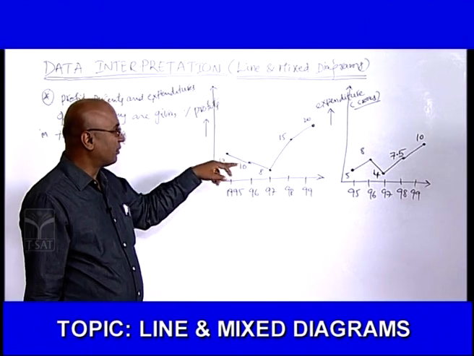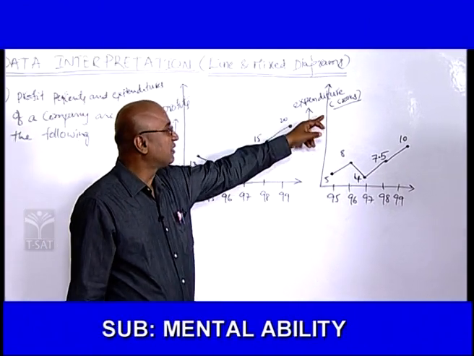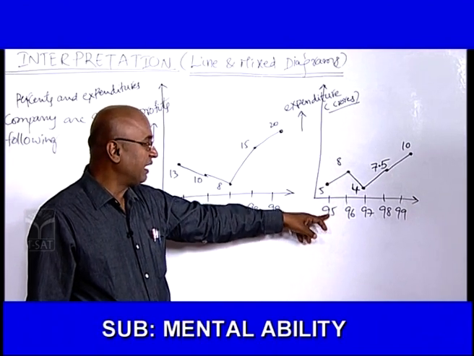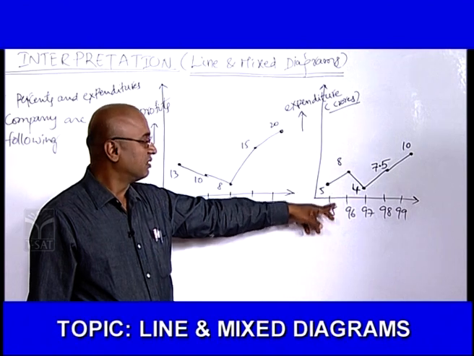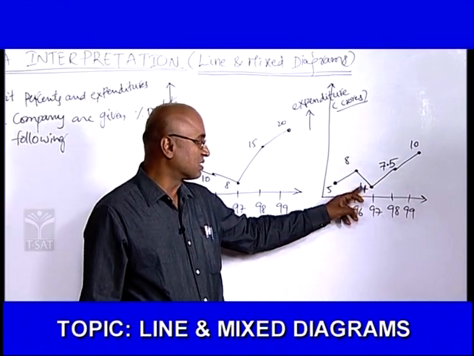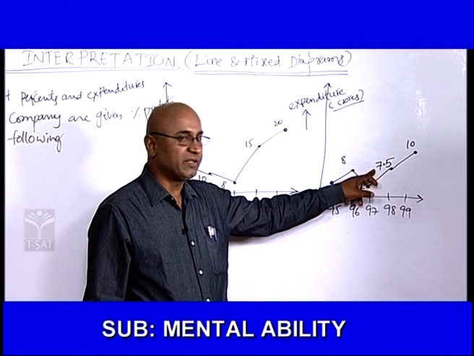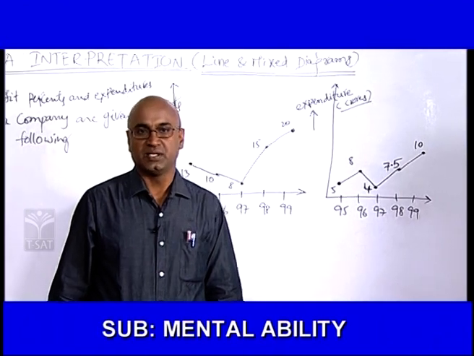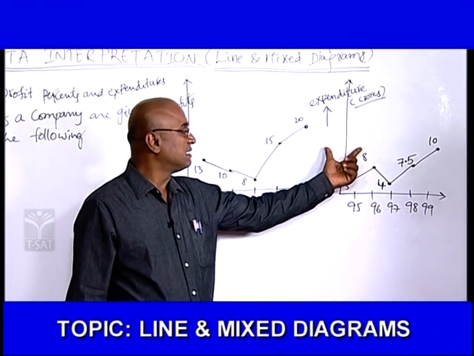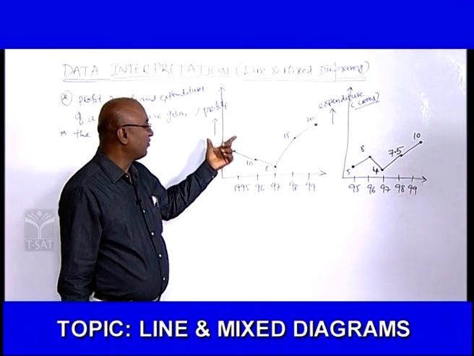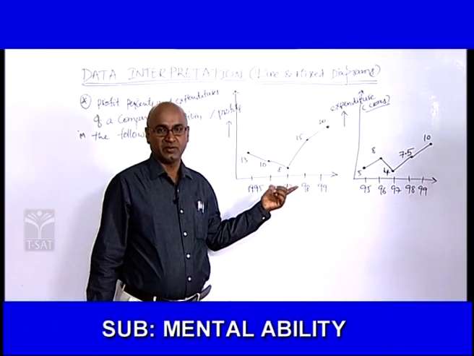And in the next diagram, expenditure values of the company in crores are given. Here in 1995, the expenditure is 5 crores. In 96, the expenditure is 8 crores. In the year 97, 4 crores. In the year 98, it is 7.5 crores. And in the year 1999, it is 10 crores. So, based on this expenditure in crores of rupees and the percent profits, we have to answer the following questions.